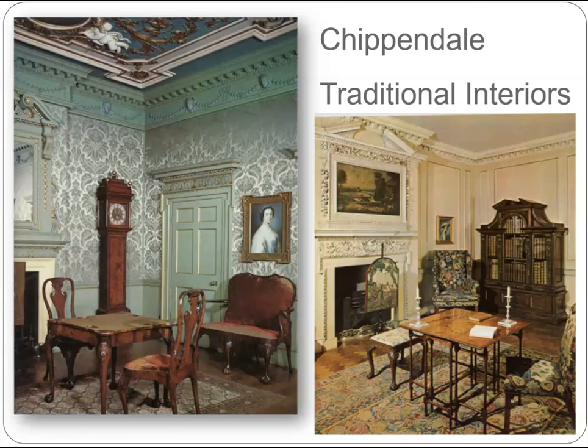So let's take a look at the individual style characteristics of the different Chippendale styles. This is the Chippendale traditional style. We can see that it looks very similar to the Queen Anne, and that we have cabriole legs, ball and claw feet on the furniture pieces, and overall it's very simple and plain with curvilinear lines.